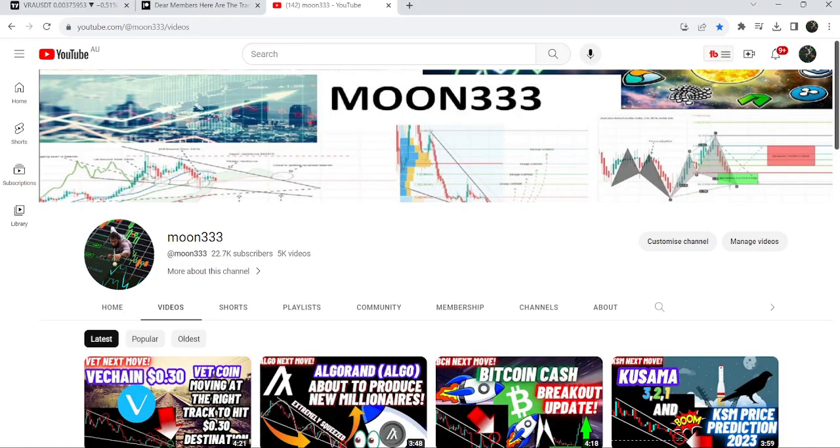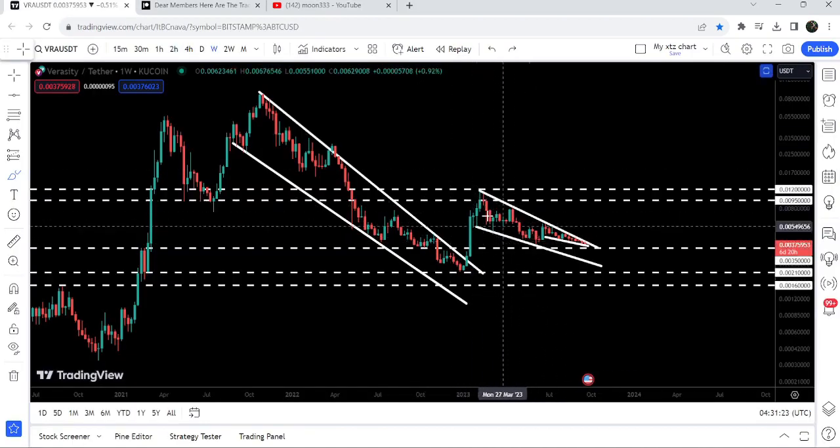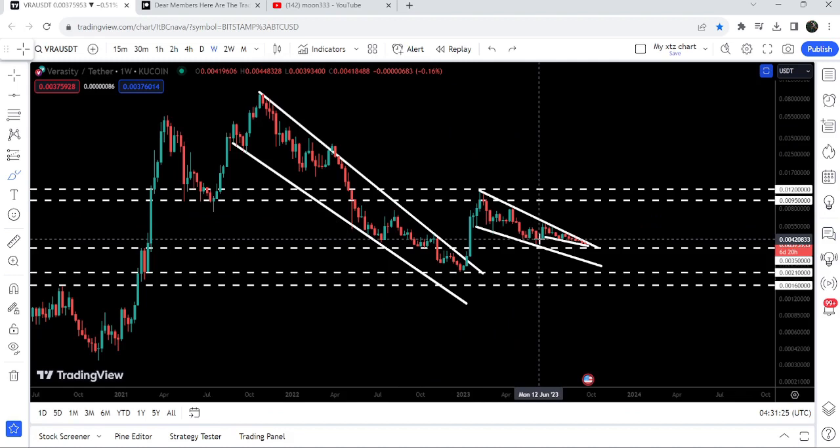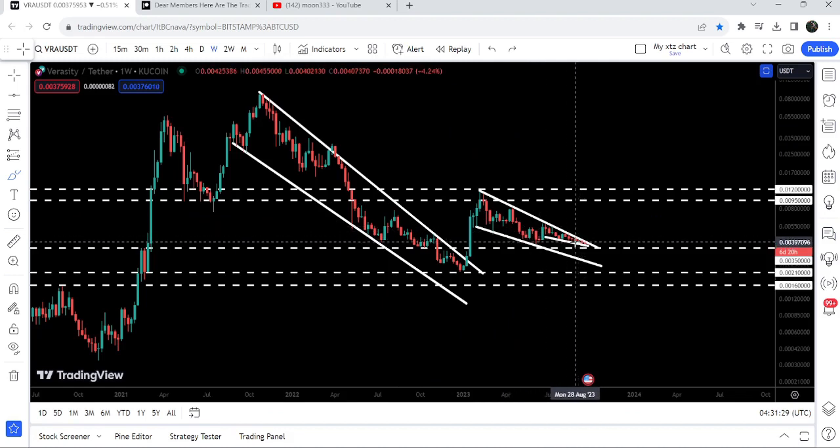Hope you're well and welcome to the new update on Veracity. Veracity has already broken out of a very big falling wedge pattern, and after that, during the price correction, it has formed another falling wedge pattern that is smaller than the previous one, and now the movement is very squeezed inside this falling wedge pattern. Therefore, I'm expecting that it can break this pattern very soon, and I will also show you how it can break this pattern and what the target can be.